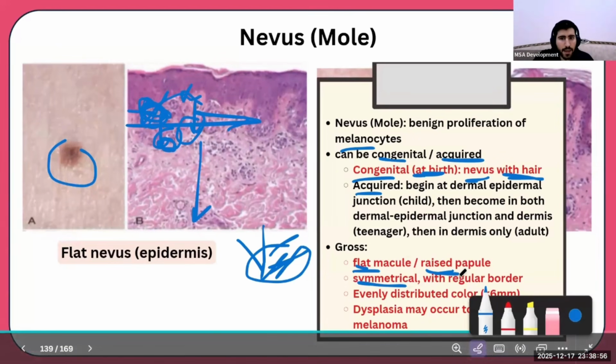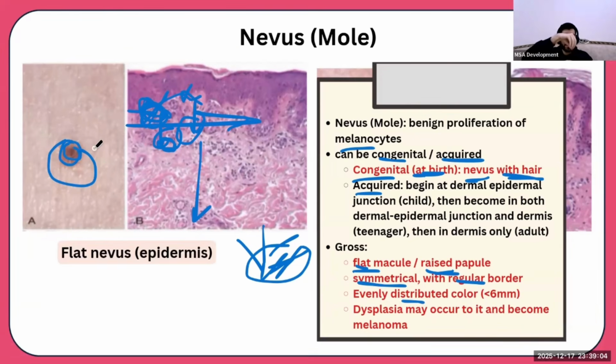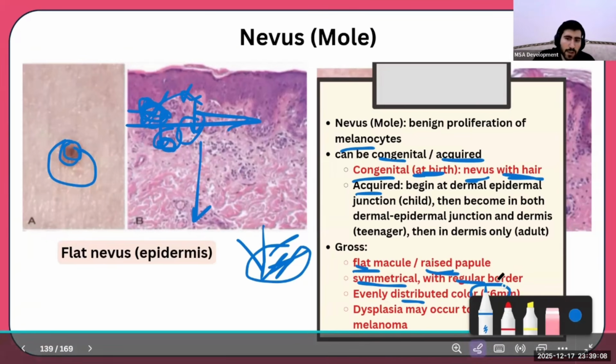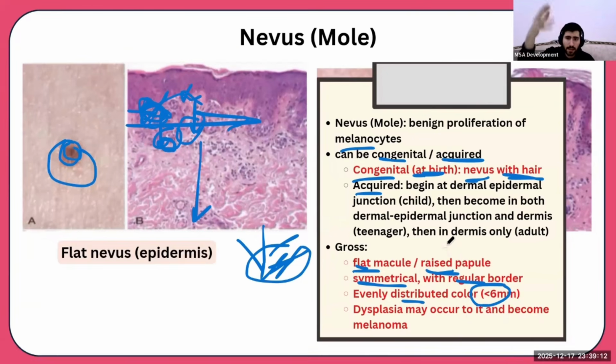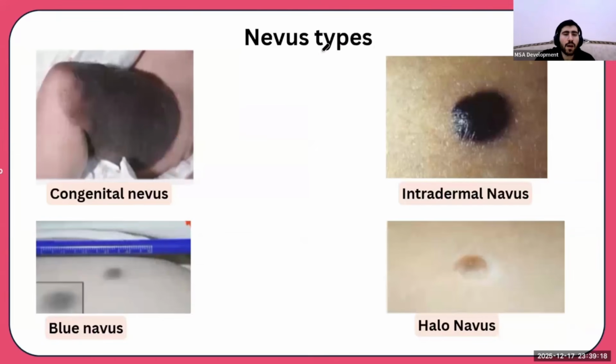It is symmetrical, it has regular borders, so it looks like a circle. It's evenly distributed color, so it's dark in the center and lighter outside, and it's small, less than 6 millimeter. It may become dysplastic and become melanoma, which is cancer. Yes, it can. Now there are multiple types of this nevus.